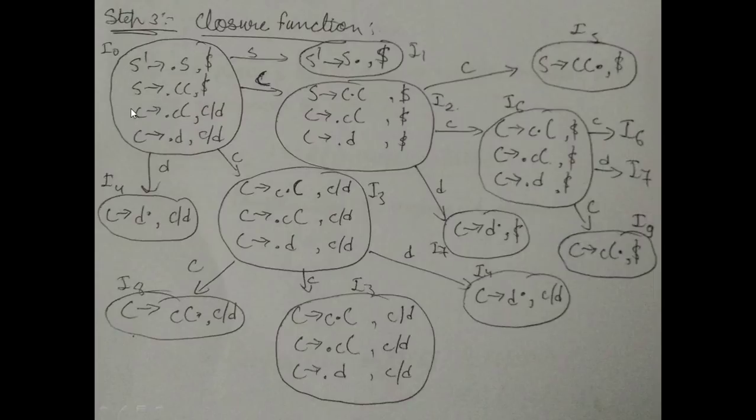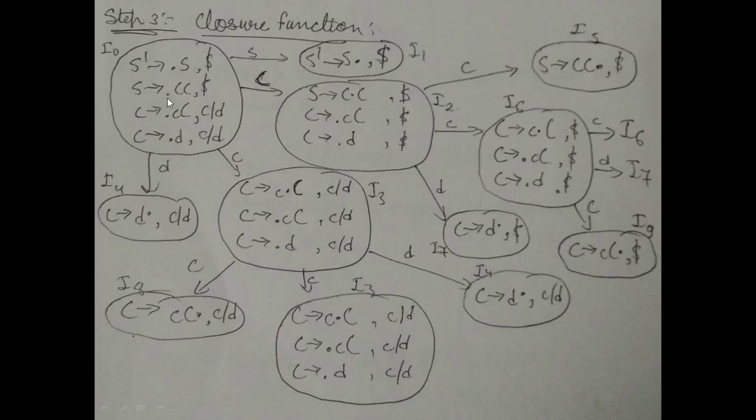For the first operation, S dash gives dot S. For this production, the lookahead is dollar because we don't have any terminal after S. That's why the lookahead is dollar. Since after the dot we have letter S, we include all the productions from S into the state. Thus, S gives dot CC comma dollar. Again the lookahead is dollar because after the capital C we don't have any terminal letter.